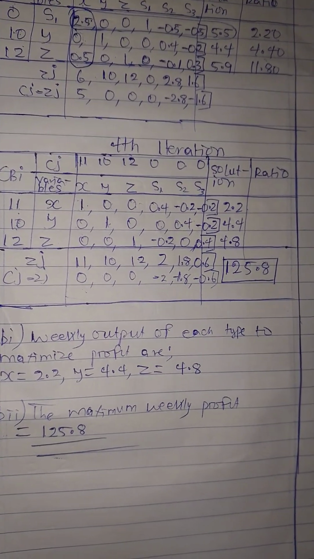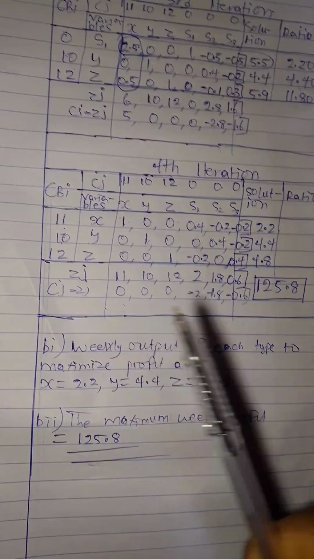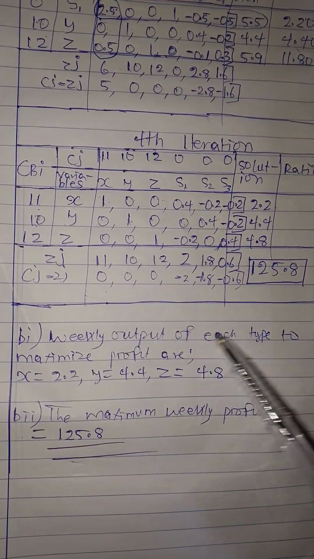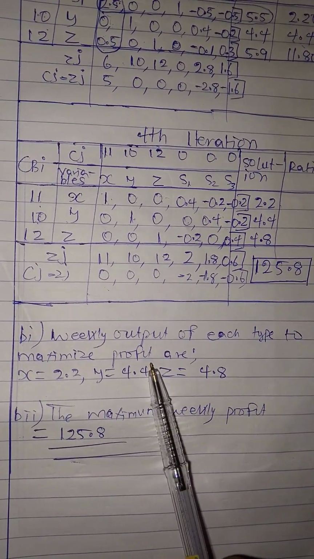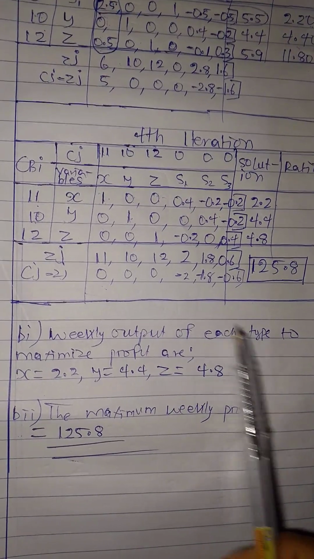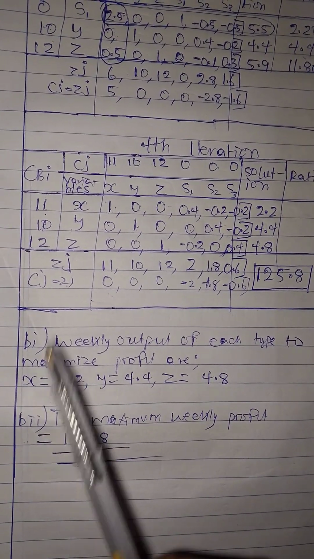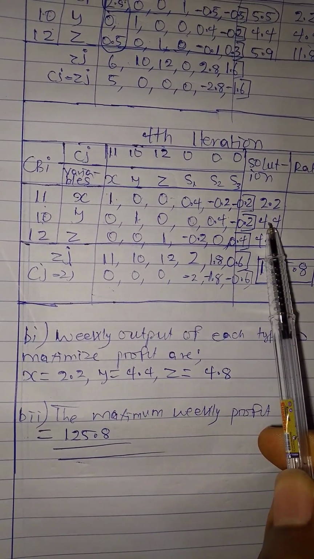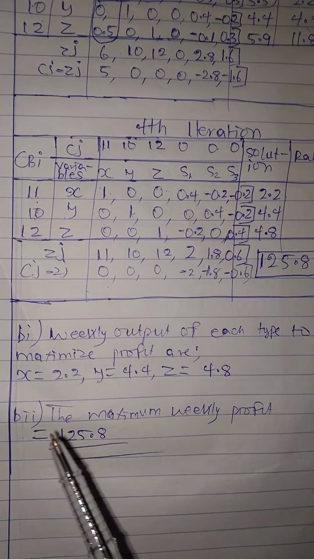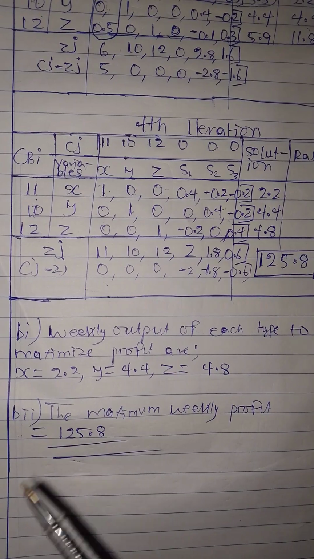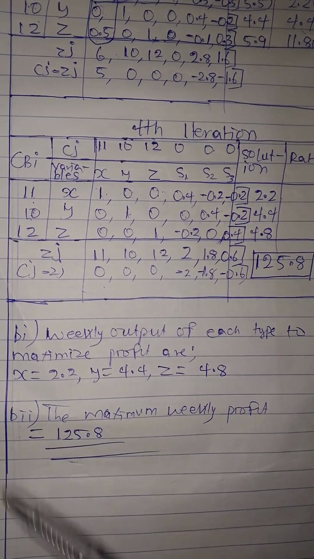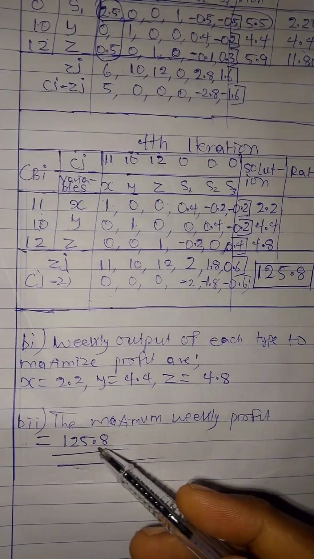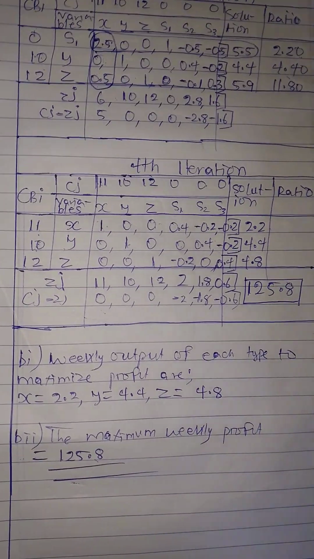Okay, so from our question, we have to find the weekly output of each type to maximize profit. The weekly output of each type is given by the values under the solution column: x is 2.2, y is 4.4, and z is 4.8. So to find the maximum weekly profit, it is 125.8. Okay, so this is our final answer.